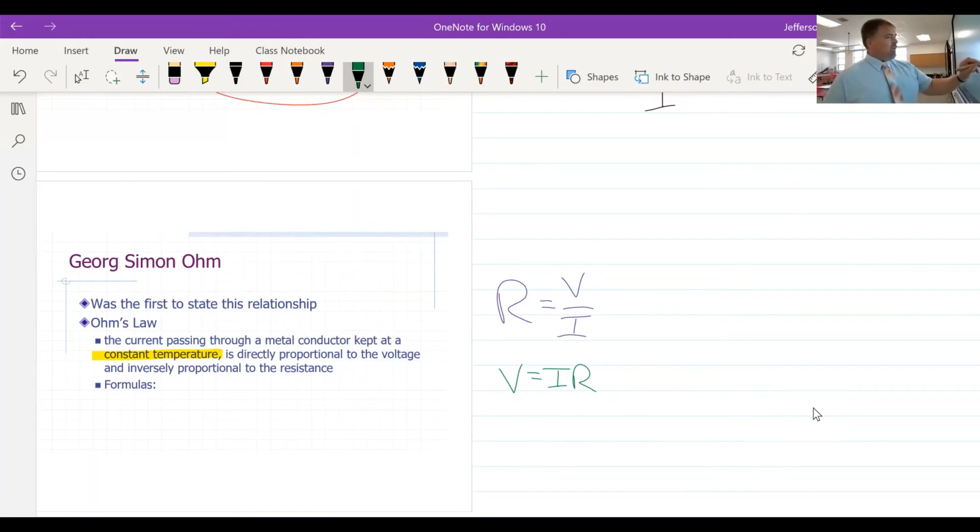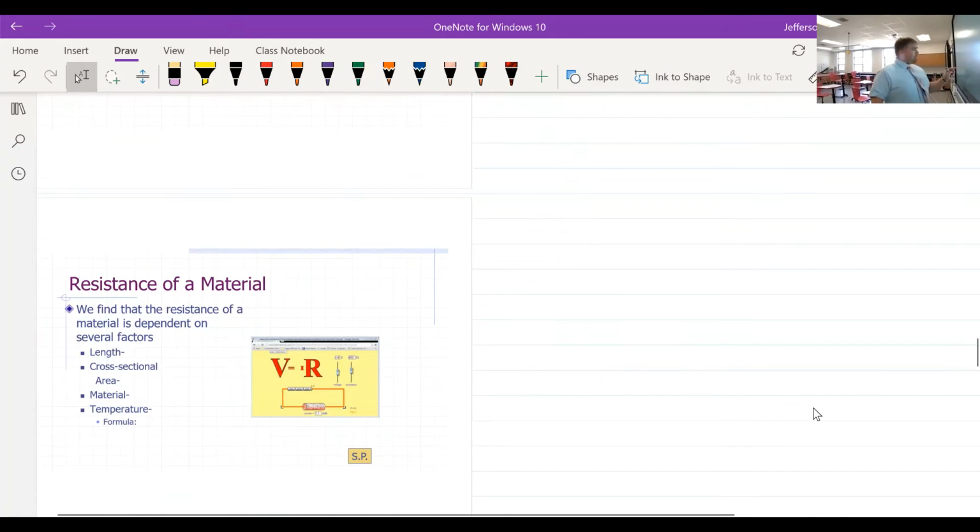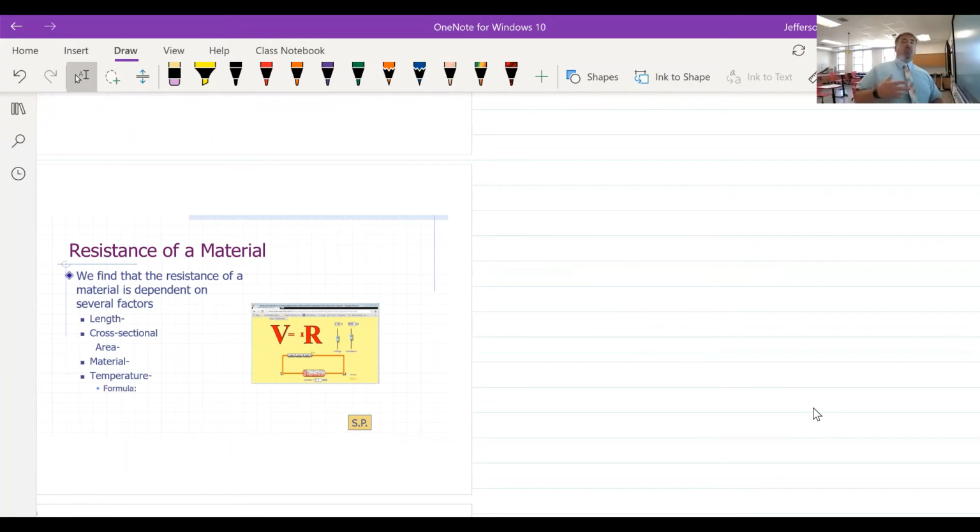Or the one that I kind of like a little bit better, the current is directly proportional to the voltage, but it's inversely proportional to the resistance. So as voltage goes up, current goes up, but as resistance goes up, current goes down. So that's what I mean by the formulas there. Okay? Now, as we stated, different materials have different resistances.